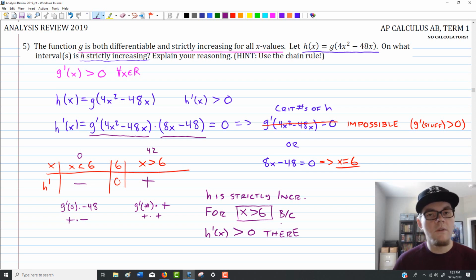So again, kind of weird. This one definitely feels a little uncomfortable, I'm sure. But again, our strategy was basically to use the chain rule to differentiate the function, and then to use the information they provided to find the critical numbers and figure out how we could do some sign analysis.